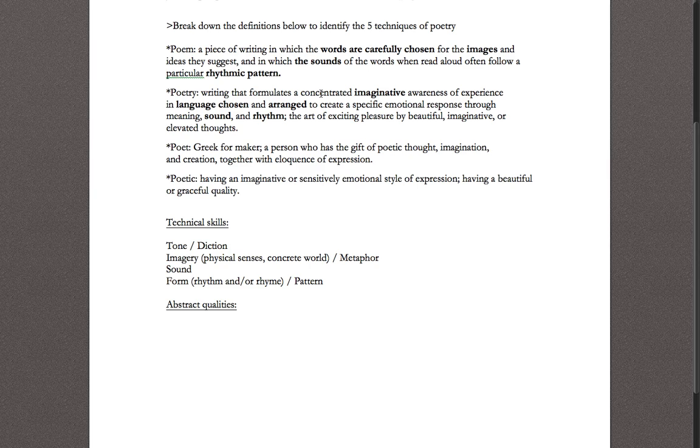Poetry is writing that formulates a concentrated imaginative awareness. So that gives us our imagery of experience in language chosen. And language chosen is going to be our diction and our tone category. And arranged. Now this is an interesting one. This is going to add onto the skill list for us. Language that is arranged, that could be form, rhythm and rhyme and pattern, but it also could be lineation and syntax, because we know that the way you arrange your sentences is called syntax. And when we add in poetry this idea of a line, where the words don't go from the left to the right margin of the page, where they break at some point and begin a new line, we're going to call this lineation.